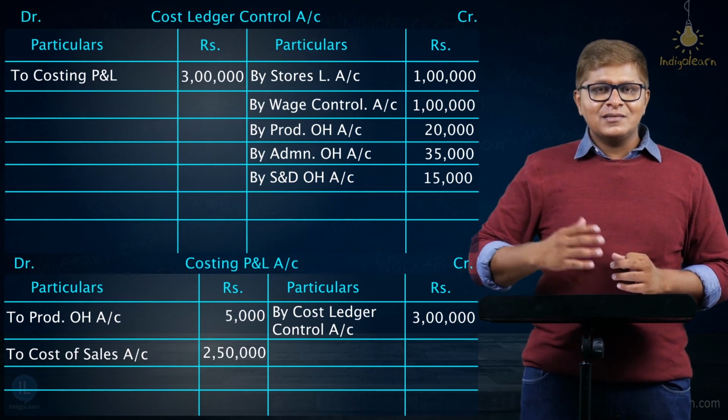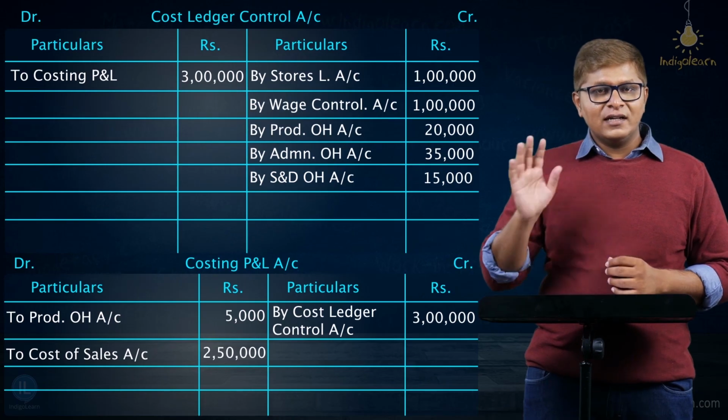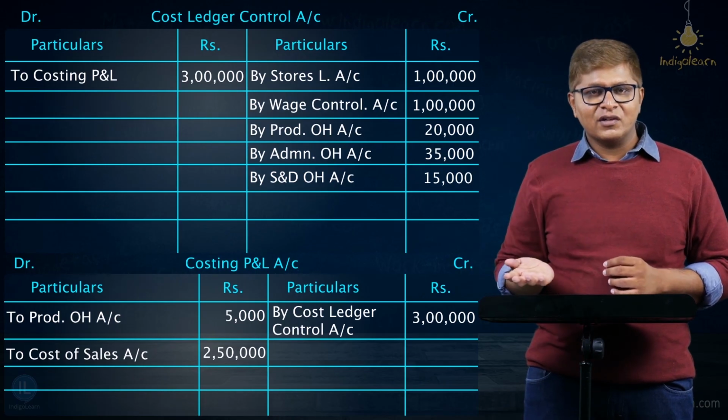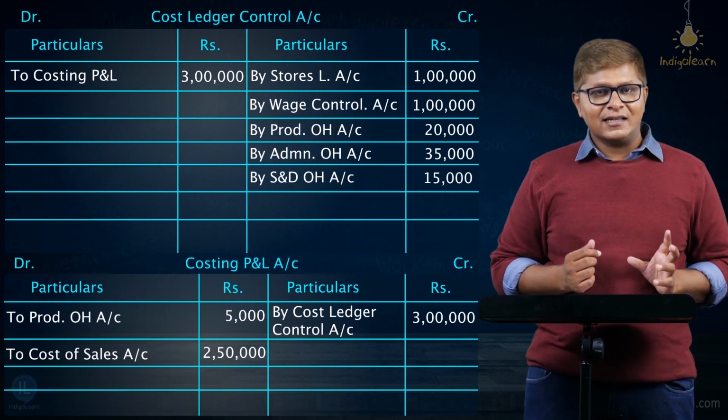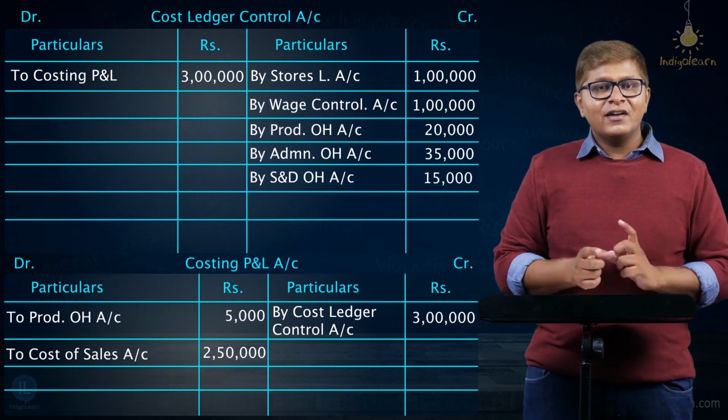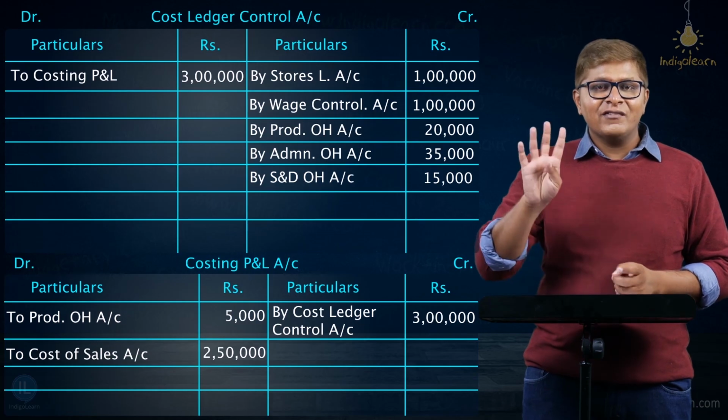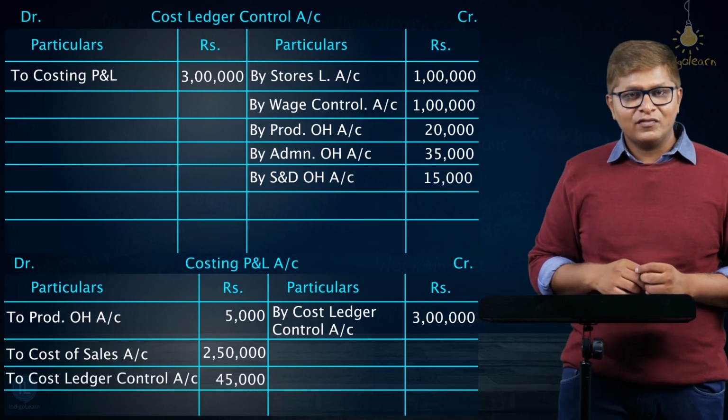Now friends, let's balance the costing P&L. On the debit side we have 2,55,000 worth of expenditure and on the credit side we have sales worth 3 lakhs. So if we balance it out, how much profit are we having? We are having a profit of rupees 45,000.